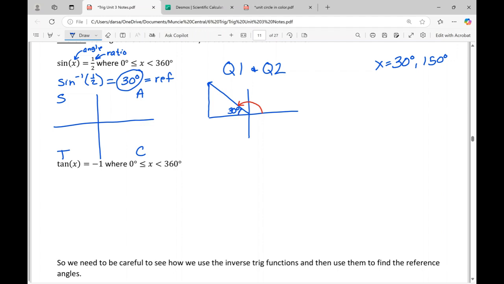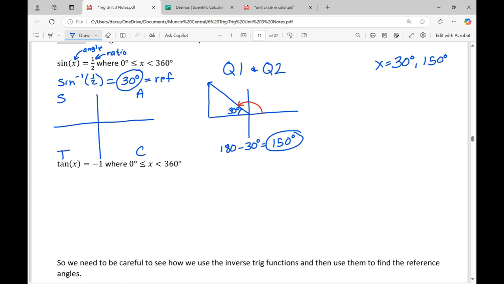And we need to know that red bit. So how are we going to get that? Well, if you look, if we go from here to here, that's 180 degrees. But that red bit stops short by 30 degrees. So we're going to do 180 degrees minus 30 degrees, and that will give us our 150 degrees, which is that red angle, and our second answer.